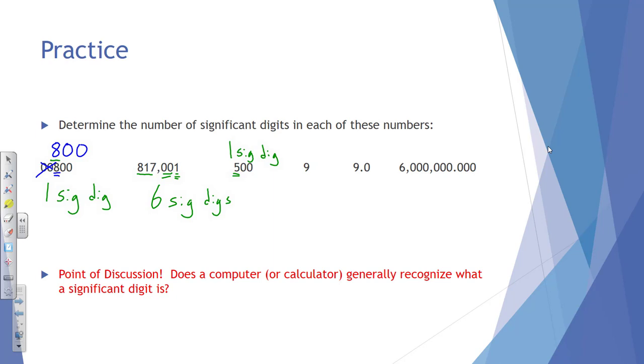Number 9, not much to do there. That's a non-zero number. It's significant, 1 sigdig. But if it comes 9.0, now that 0 is showing precision. Okay, well, that's a little bit more precise. That is a significant digit. It's not just locating the decimal, it's showing precision, and so therefore we have 2 sigdigs.